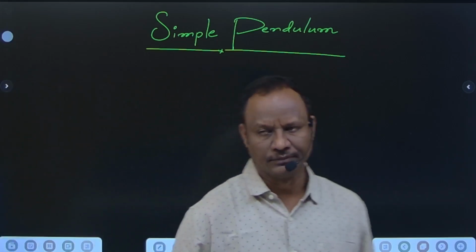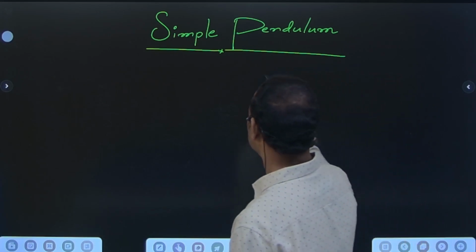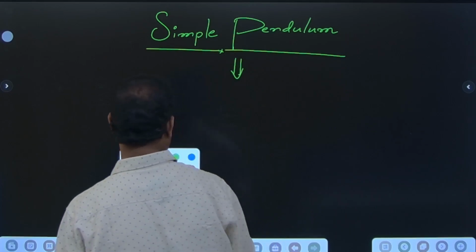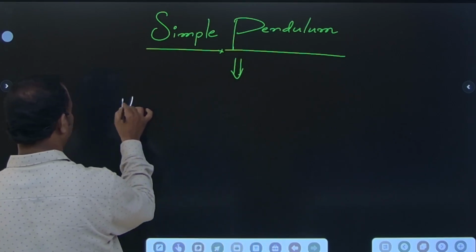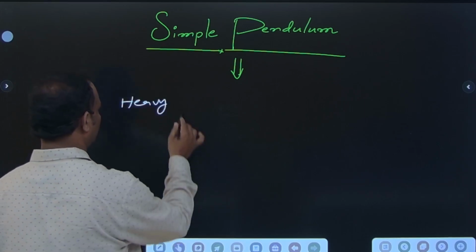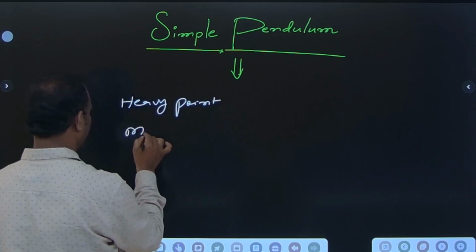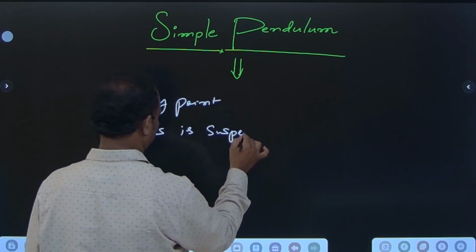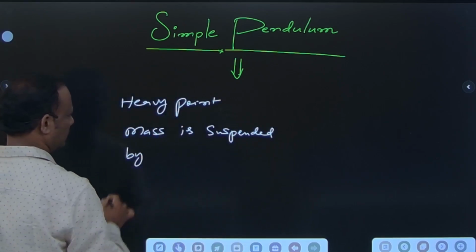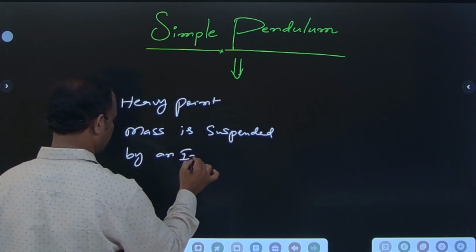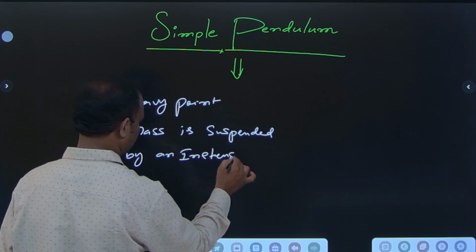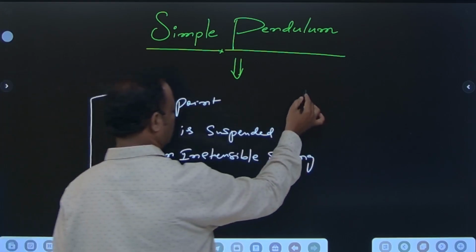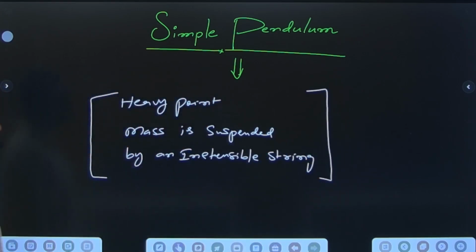Simple pendulum experiment. Just what is a simple pendulum? A simple pendulum is a heavy point mass suspended by an inextensible string. Heavy point mass is suspended by an inextensible string.